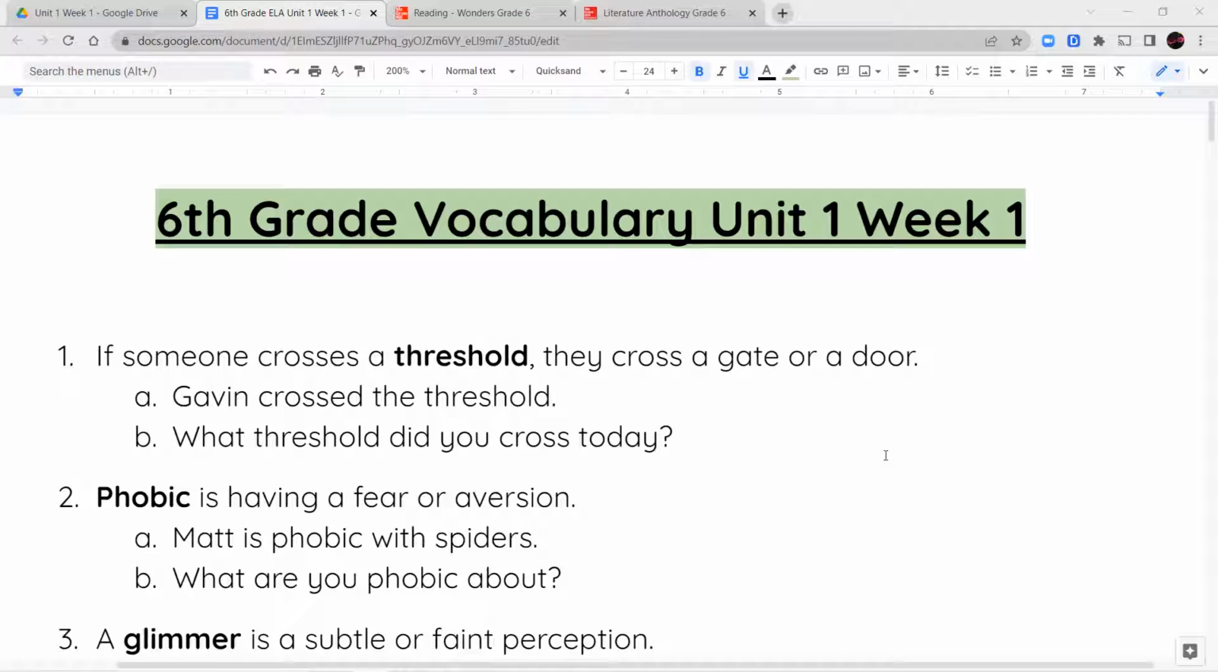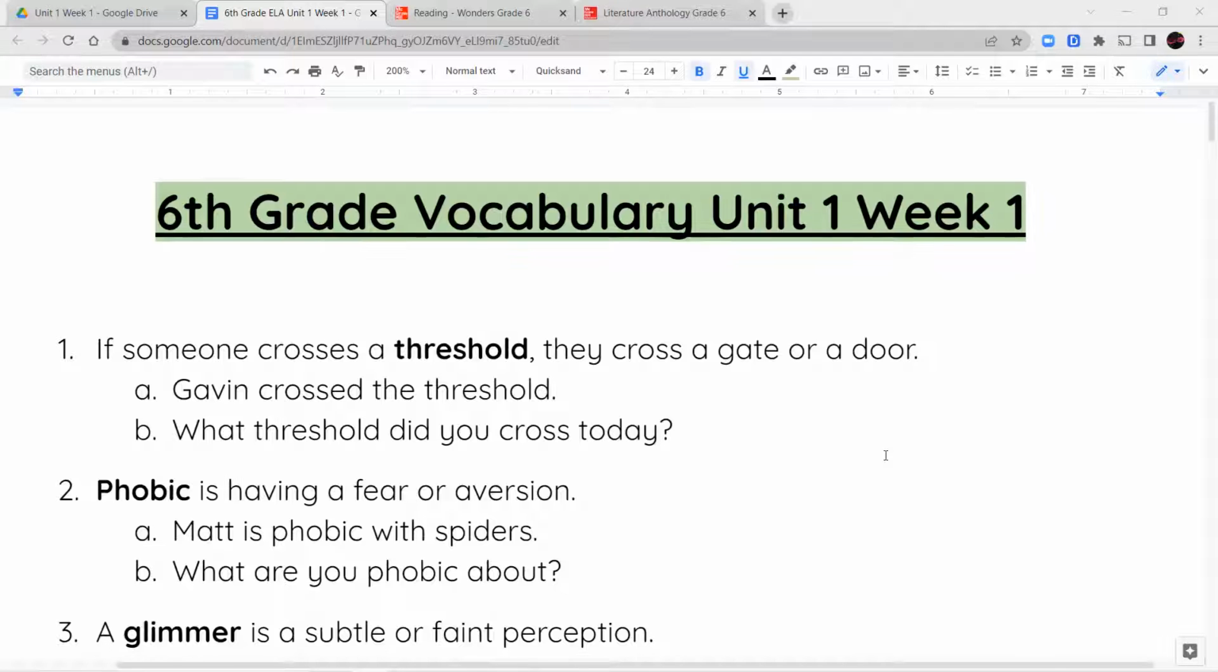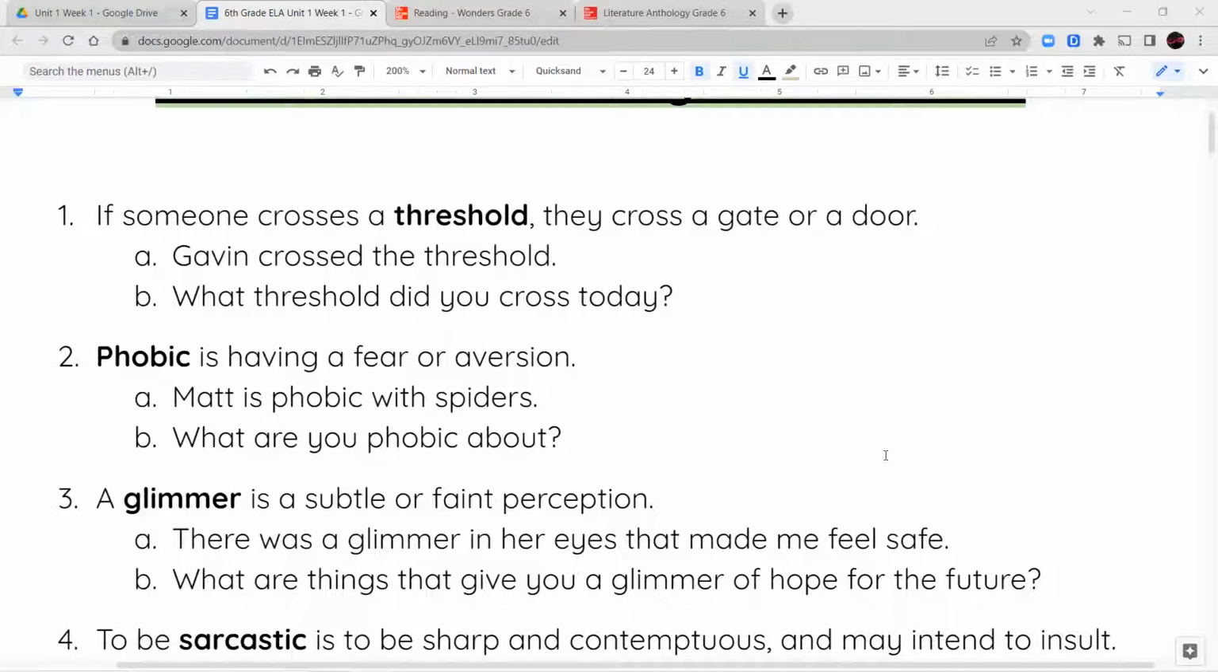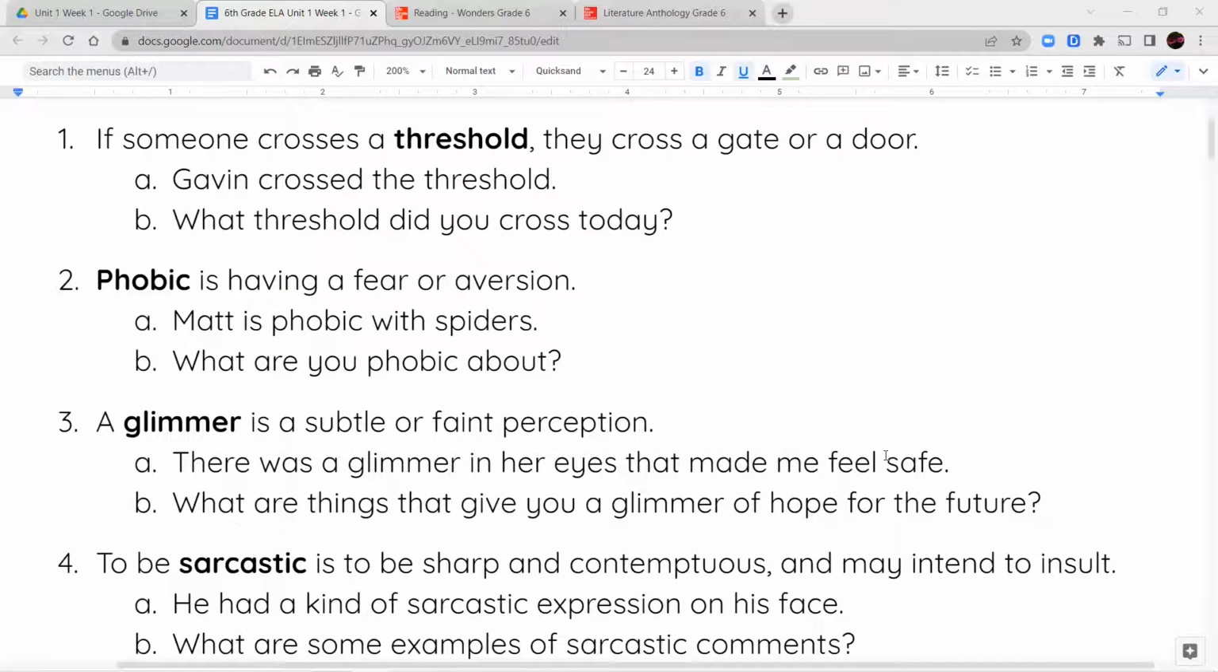First thing we're going to do is go over some notes. We'll start with our vocab and then move into our spelling and then some additional notes related to our grammar and so on. Our first vocabulary word for this week is going to be the word threshold.